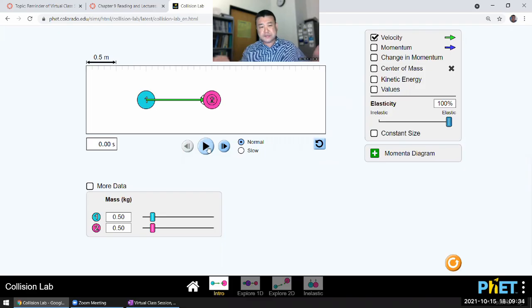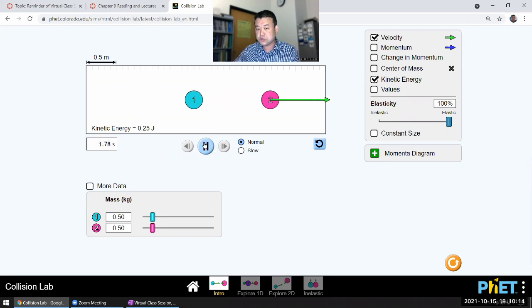And so I do this demo with the cart. One cart comes in, strikes, comes to a stop. Second cart moves forward. That's sort of what you see here. It's an elastic collision, 100% elastic. And I can show even the values of kinetic energy. So, okay, let me just show the total kinetic energy. You can see that before collision and after collision remains the same.